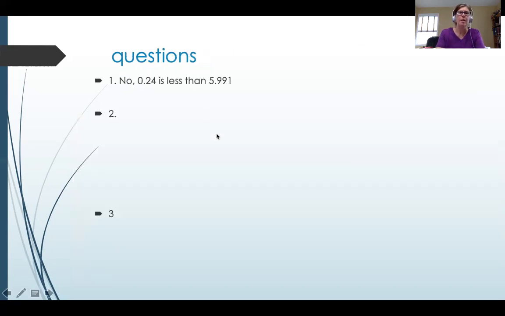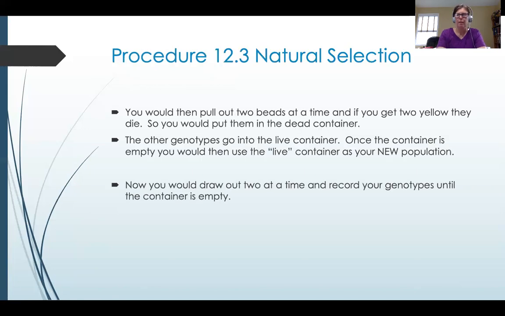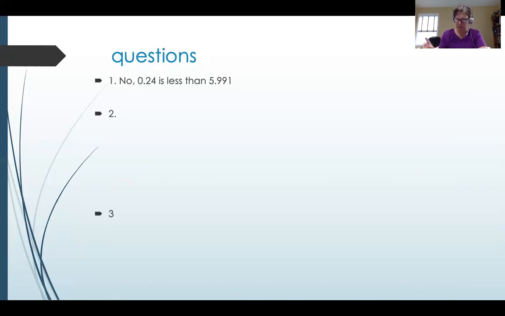So when I look at my question, it asked, did my population evolve? Well, no, it did not. My 0.24 is less than 5.991. All right, so the next is going to start with some word problems.